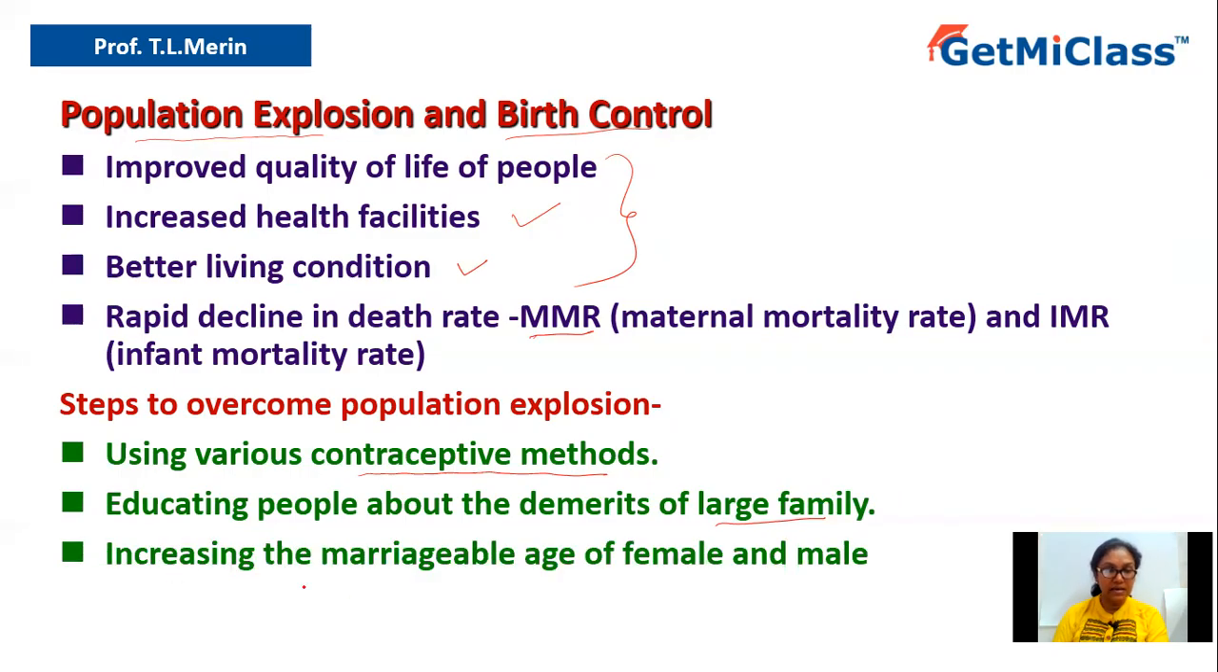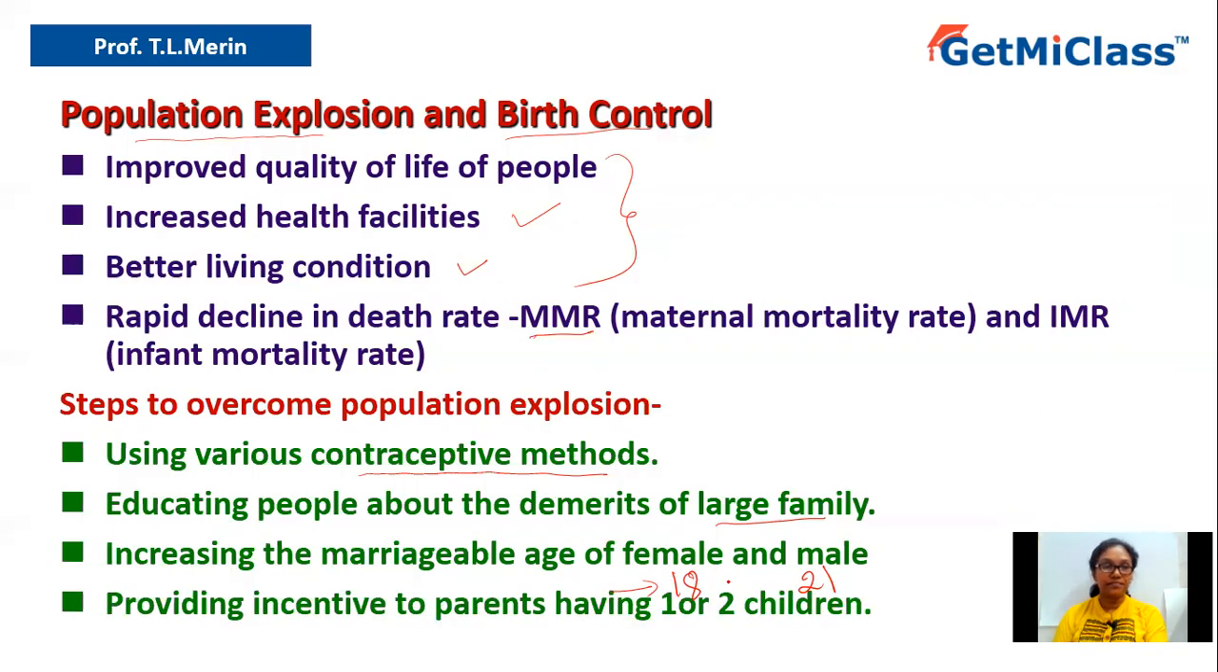Then increasing the marriageable age of female and male. Earlier there used to be child marriage, but now the marriageable age has been increased. For female it is 18 and for male it is 21. So that at least once the female attains 18 years of age, after that she may be involved in sexual activities and she can bear babies.